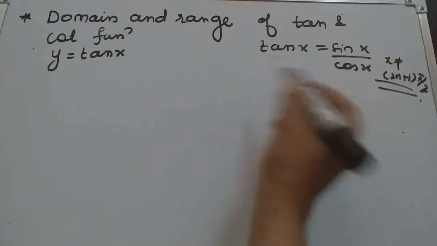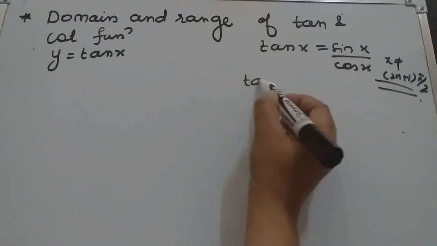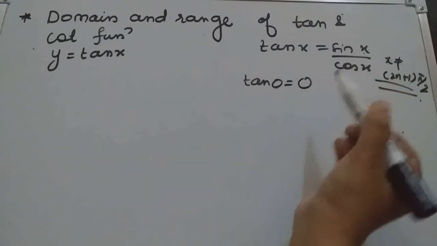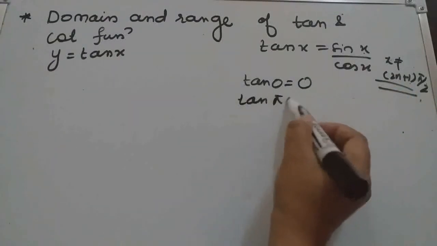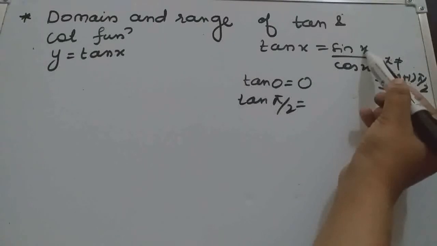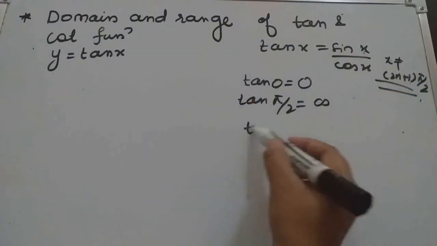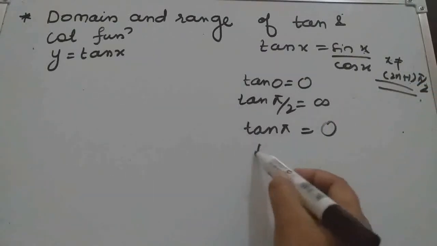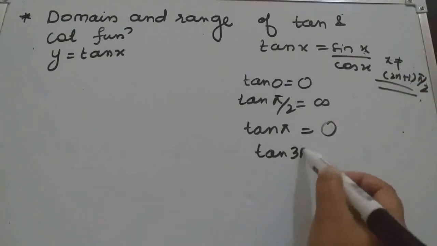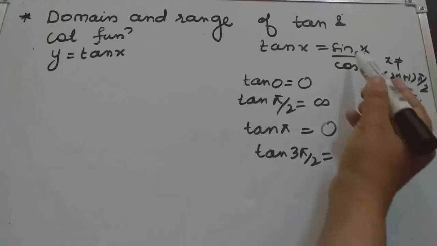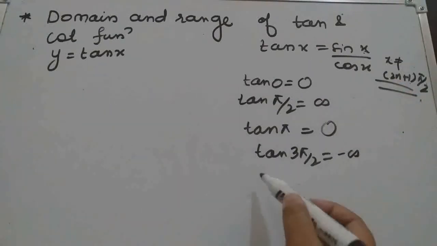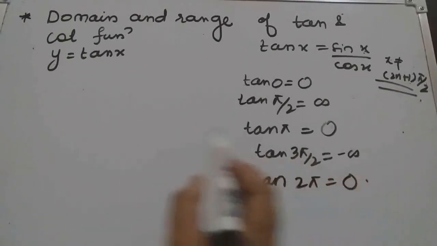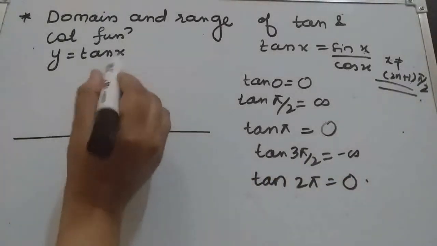Now for the range and the graph, suppose tan 0 will be, see, sin 0 is 0, so 0 by anything will be 0, isn't it? Then tan pi by 2 means sine pi by 2 is 1, 1 by 0 means infinite. Similarly, tan pi will be 0, and tan of 3 pi by 2 will be minus infinity, we can say, isn't it? And tan of 2 pi will again be 0. So see what we will get here.